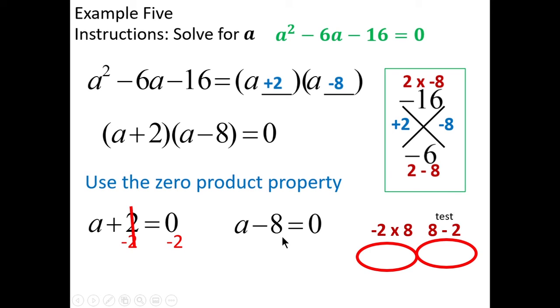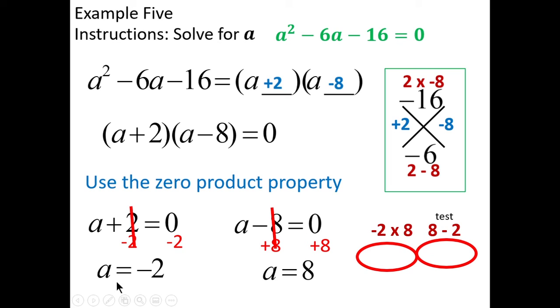All right, now how about the other one? You have A minus 8 equals 0. And move the 8 to the other side, a negative 8 and a positive 8. That cancels out, and you end up with A equals positive 8. Okay, so here's your two answers. You have two answers to this question of how does this equal 0.